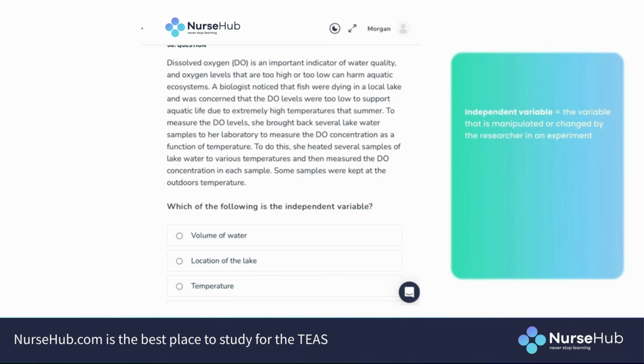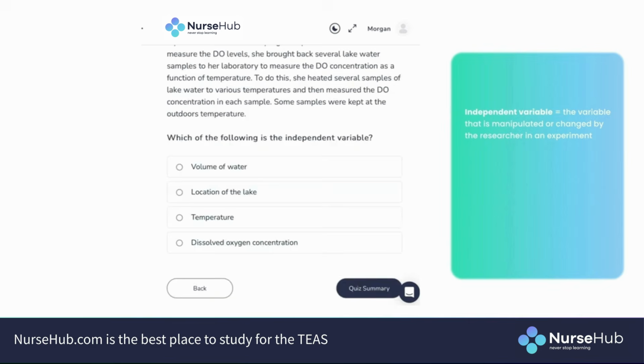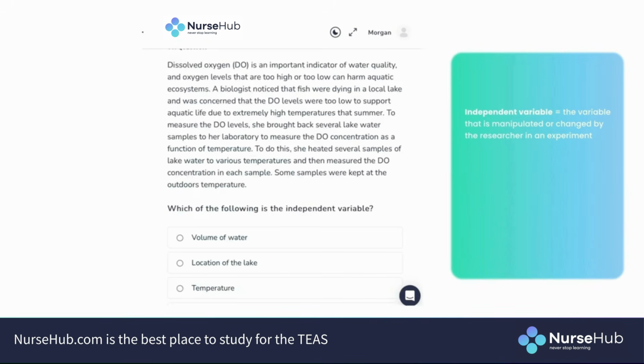Which of the following is the independent variable? What you'll learn in our scientific design course is that an independent variable is the variable that is controlled during an experiment to see how it influences the dependent variable. So here, our scientist was trying to draw a correlation. She was trying to see how the temperature impacted the DO concentration. That's what this sentence here tells us: she wants to measure the DO concentration as a function of temperature.